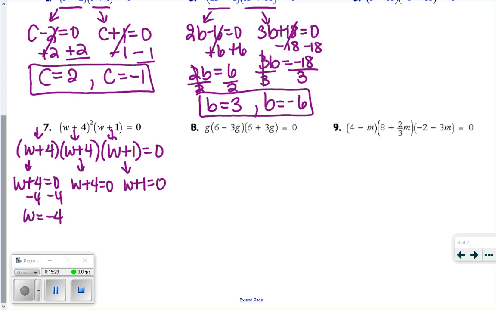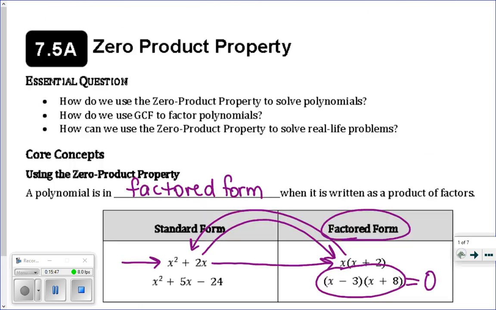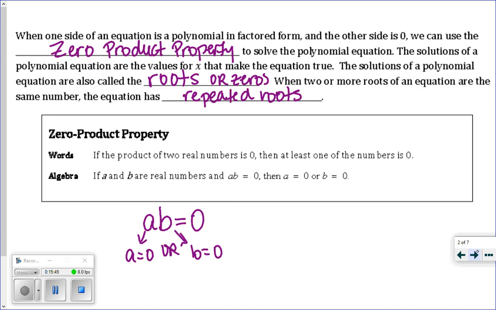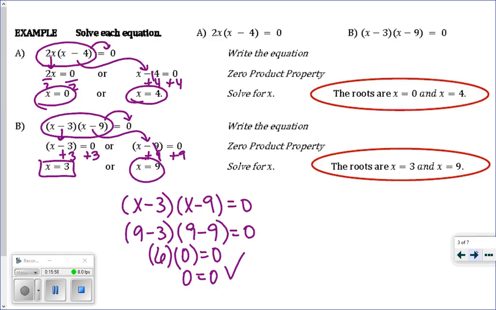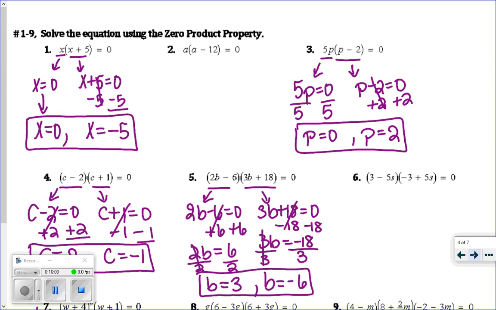And then you're going to notice, oh, wait a minute, this is exactly the same thing. If I bother actually doing the work, I'm going to notice it was the same binomial, so it's the same solution. Another negative 4. This is what I was talking about at the very beginning where I said sometimes you have a repeated root. If you went back to the front page, that very last sentence said when two or more roots of an equation are the same number, the equation has repeated roots, right here. That's what I was talking about. So this is considered to have a repeated root.